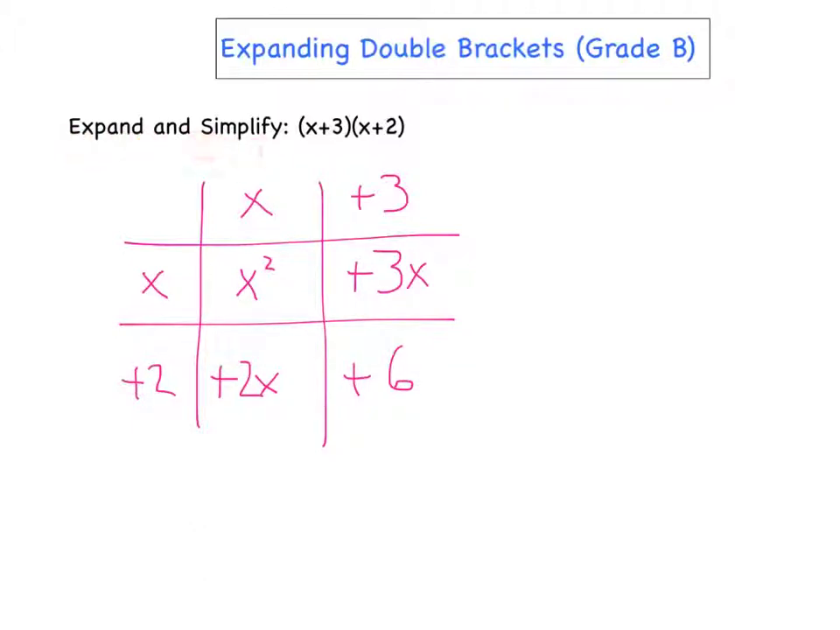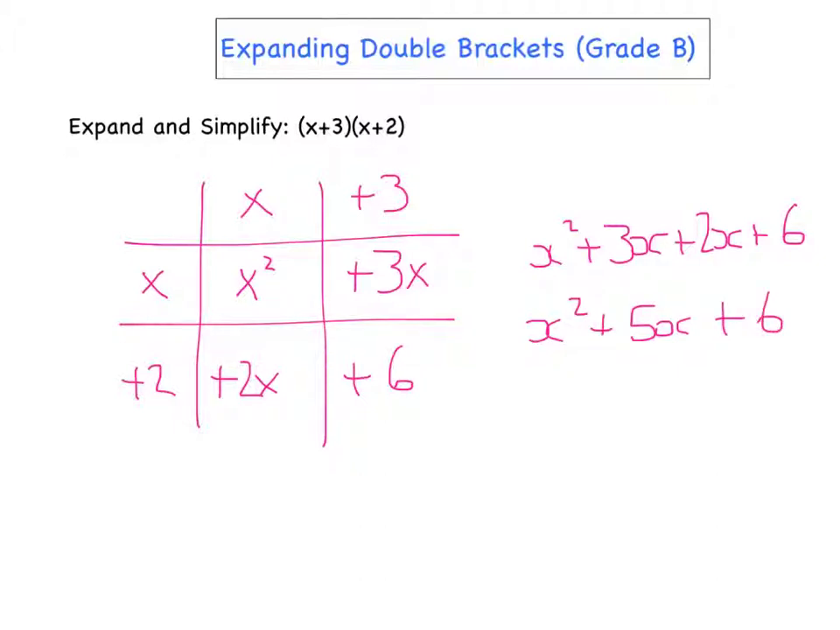I now need to simplify my terms. If I take my answers and write them outside, I've got x squared plus 3x plus 2x plus 6. It becomes clear that 3x plus 2x can be written more simply as 5x. So my final answer is x squared plus 5x plus 6. And that will get me 2 marks on a GCSE exam.